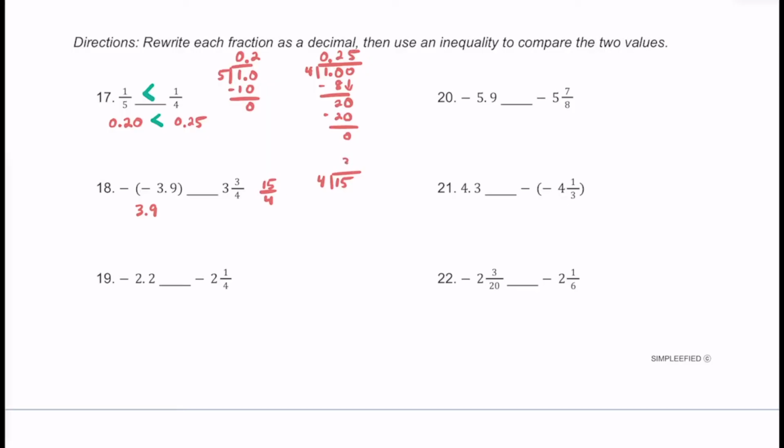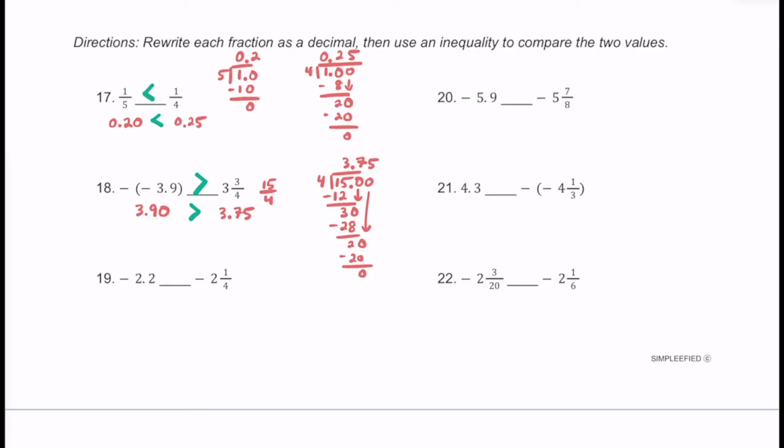4 goes into 15 3 times. 3 times 4 is 12. And our remainder here is going to be 3. Then we have a decimal, and a 0. Bring that 0 down. 4 into 30 is going to be 7. 7 times 4 is 28. 30 minus 28 is 2. We can add another 0 and bring it down. Now 4 into 20 is going to be 5. 5 times 4 is 20. We have a remainder here of 0. So for this one, we have 3.75 or 3 75 hundredths. And we can add a 0 here, so this is 3 90 hundredths. So we consider that 3 90 hundredths would be greater than 3 75 hundredths. So we can go ahead and put a greater than symbol in between here.